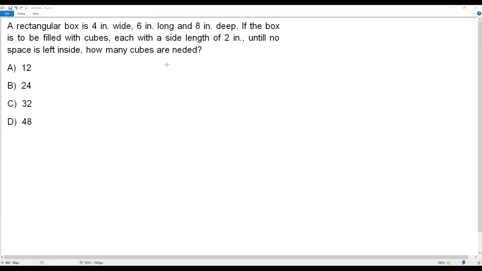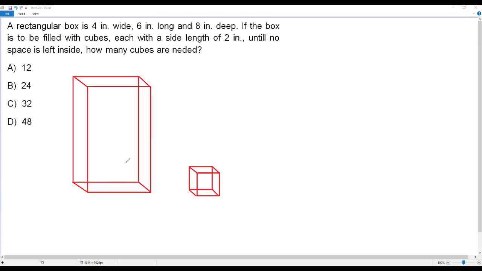Okay, first let me draw the rectangular box and cube with the given dimensions. Here I have drawn the rectangular box and cube, and we have the dimensions 4 inches wide for the rectangular box and 6 inches long and 8 inches deep. And for the cube, we have the side length of 2 inches. Here 2, 2, 2.